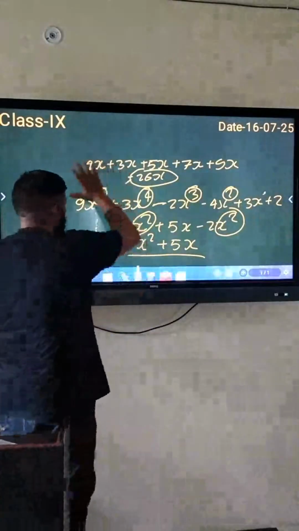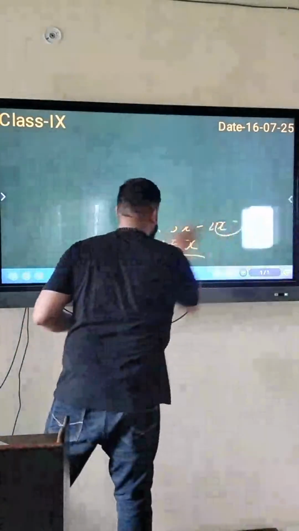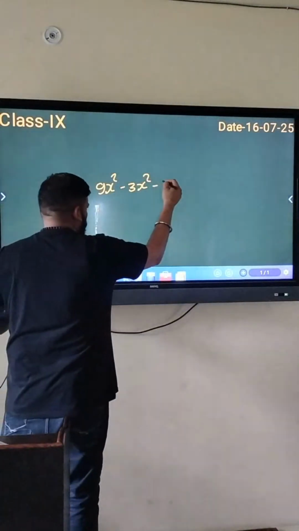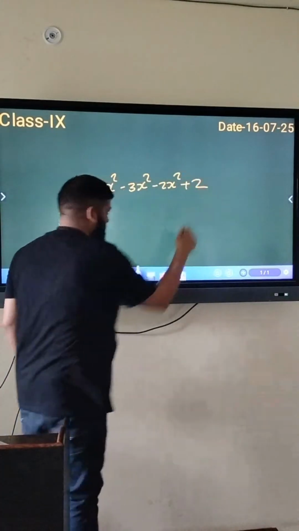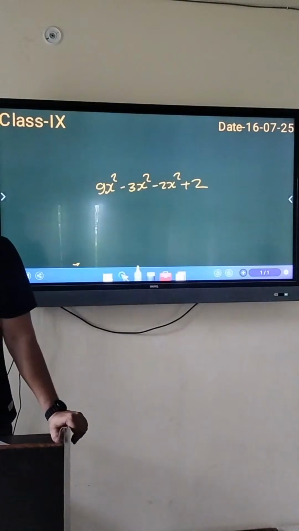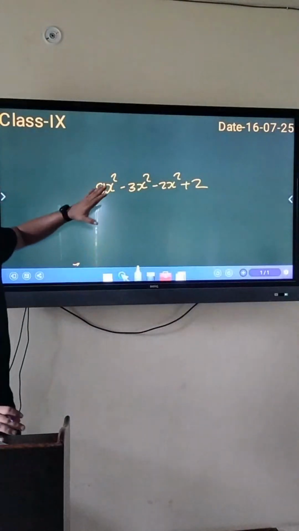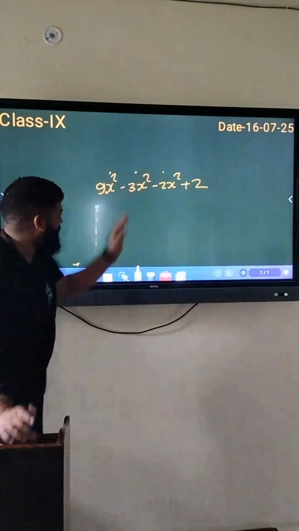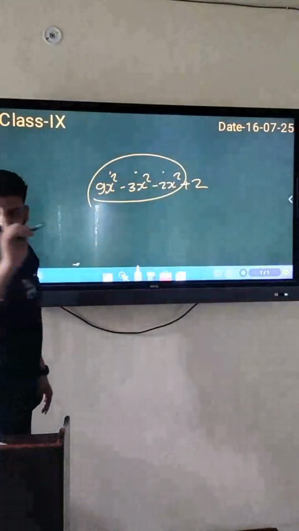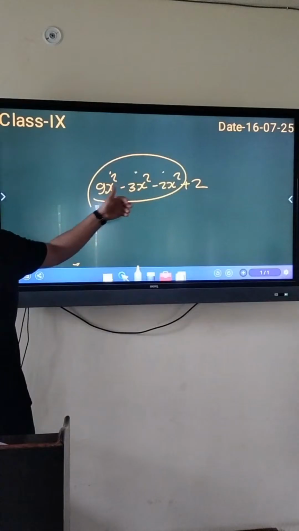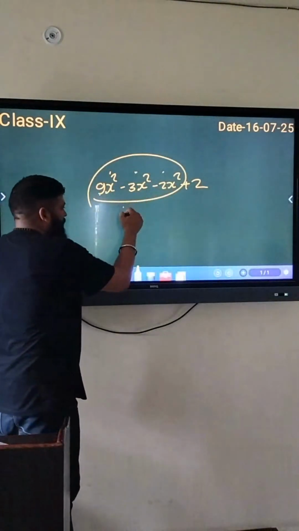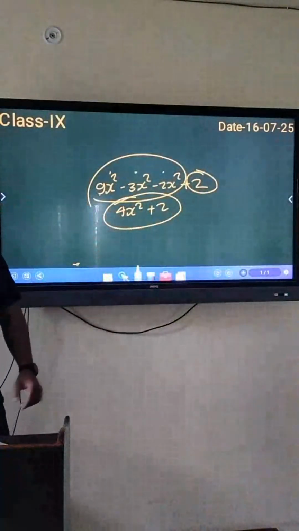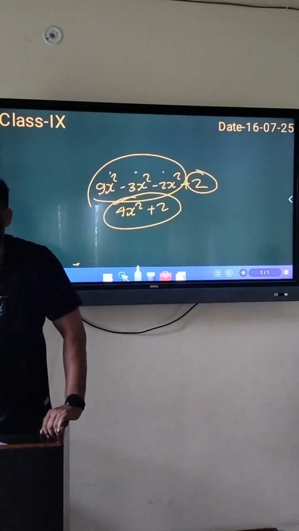Now one last question I will ask you. After that you have to sit. 9x cube minus 3x square minus 2x square plus 2. How many terms are there? Beta, look and tell. 9x square, 3x square, 2x square, these three together will be one term, because these are like terms. So 9 minus 3 minus 2 is 4x square plus 2. So how many terms are there? Now 2 terms. Clear? Sit down.